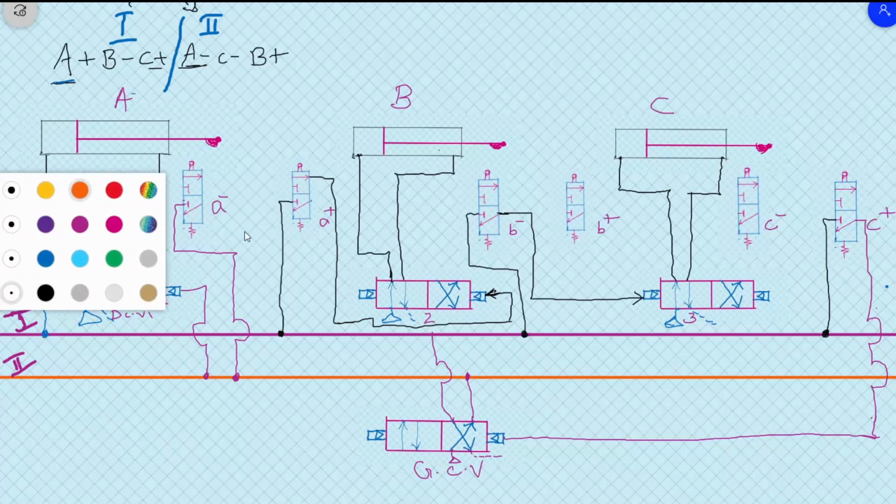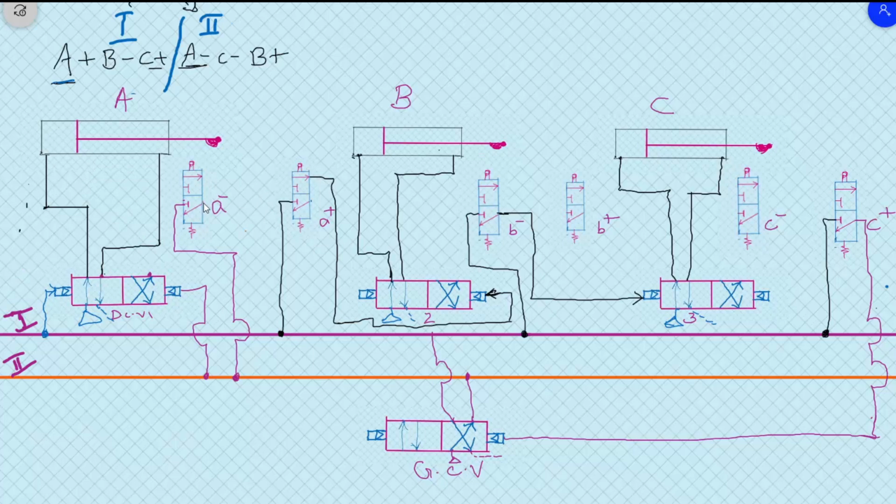Now after this particular step, we should achieve C minus. After A minus, the next sequence is C minus. So the output from the limit switch A minus is connected to the DCV3 where it is going to achieve C minus. It is connected to the return stroke of the cylinder C. Once this is done, the port changes and the pressure line connected to DCV3 is connected to the return stroke of the cylinder C, and the limit switch C is connected to the group 2 pressure line so that it will receive the required pressure supply.